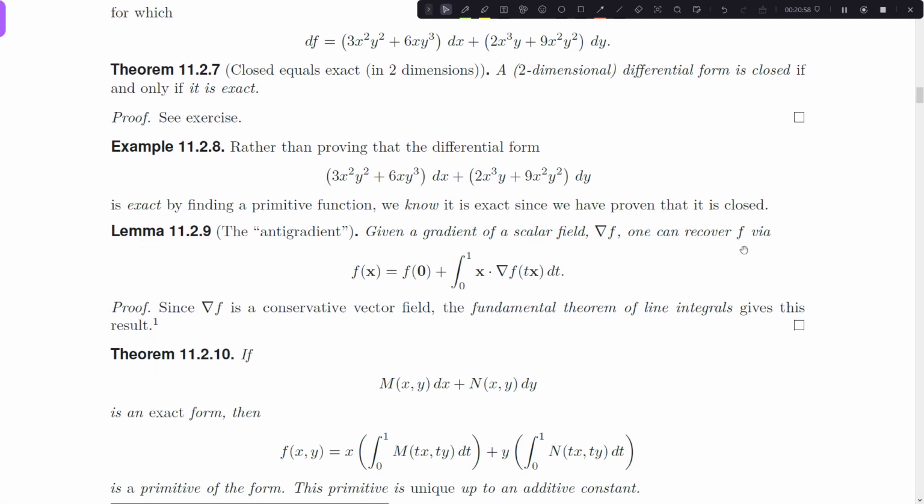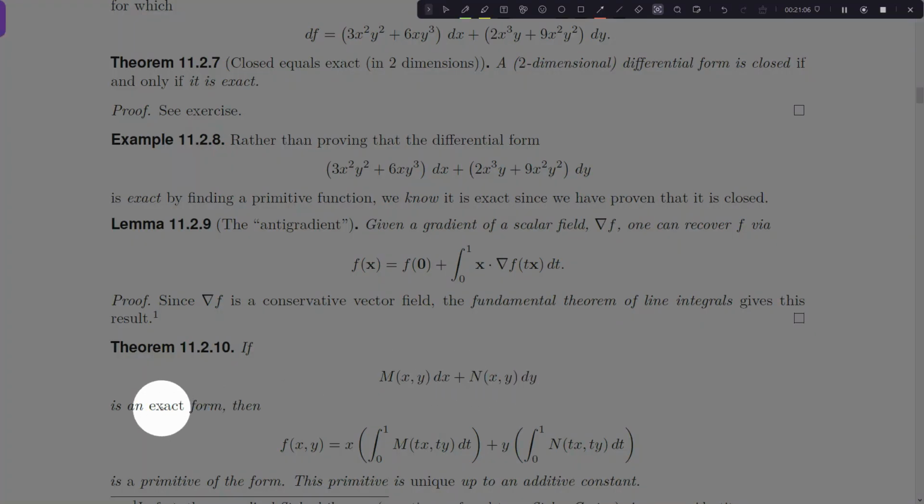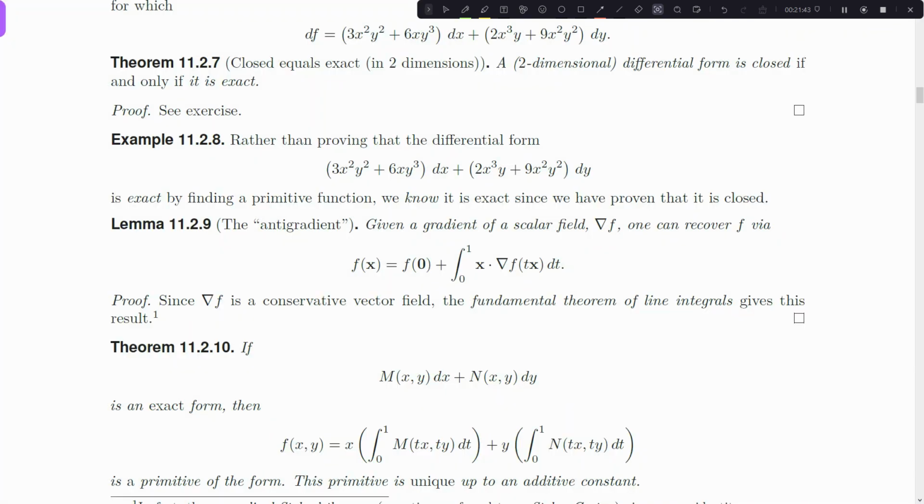And then the theorem. That was a lemma because it leads us to this theorem, where if we start with an exact form, which thanks to the previous theorem is a closed form, so if we start with either an exact or a closed form, we can actually recover the primitive. It's a primitive because it's unique up to a constant, but we can recover a primitive by taking x and integrating from 0 to 1 m of tx, ty, and then adding y times the integral from 0 to 1 of n of tx, ty, dt. So we just put t's inside of m and n, multiply m by x, n by y, and add them together, and we can actually recover a primitive. That's a very useful theorem for where we're headed here.